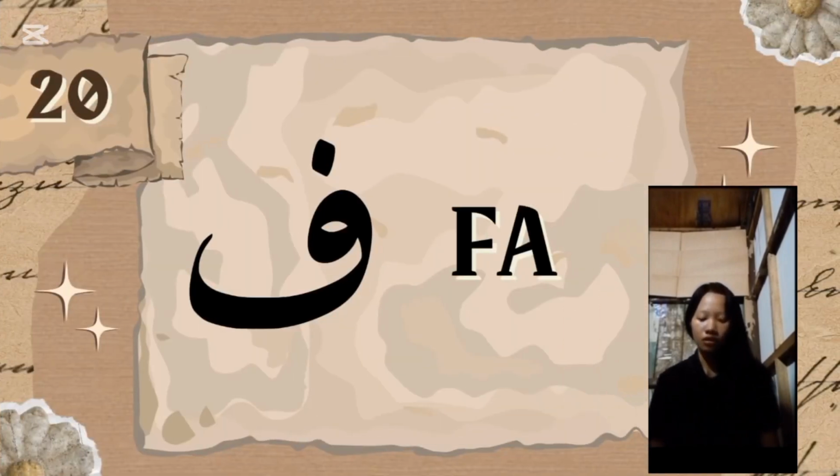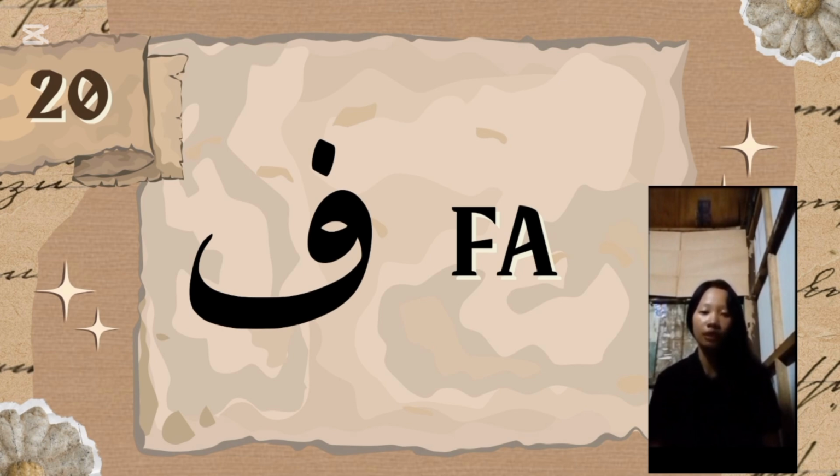Fa, it is equivalent to the English F sound or F letter. Place your upper teeth lightly on the lower lip and push air through, like in the English word fun. So pronounced as fa. Fa with fatha is fa. Fa with kasra is fi.